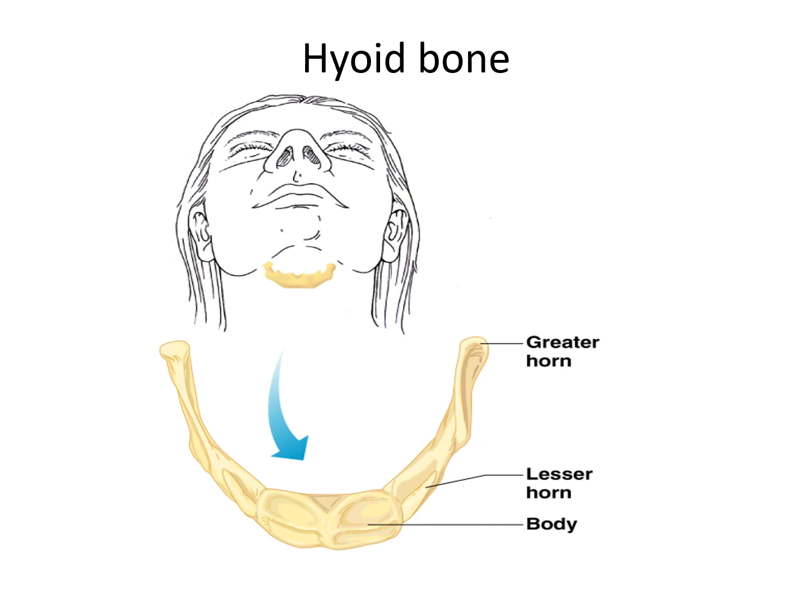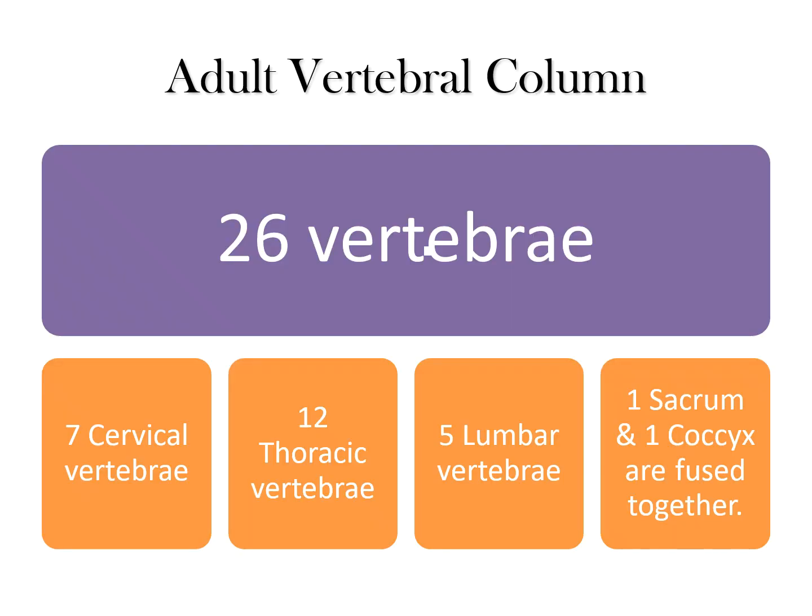This is the only bone which is not going to attach to any other bone, and it is helpful for holding our tongue. And this is the greater horn, lesser horn, and body of your hyoid bone.